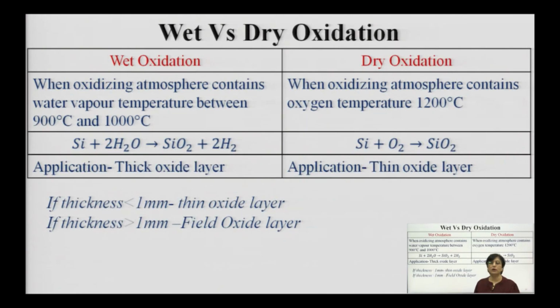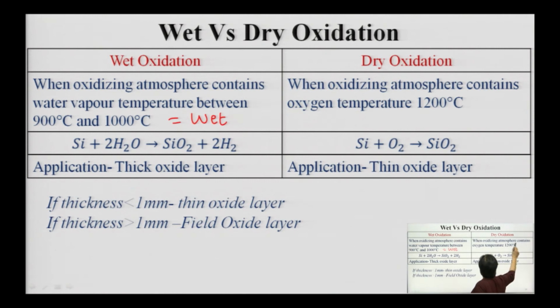So, let us now compare exactly what the two processes are. I told you already, when the oxidizing atmosphere contains water vapor, and the temperature is between 900 to 1000 degrees centigrade, I call it wet oxidation.